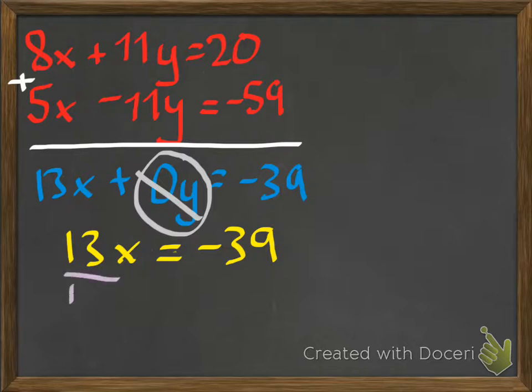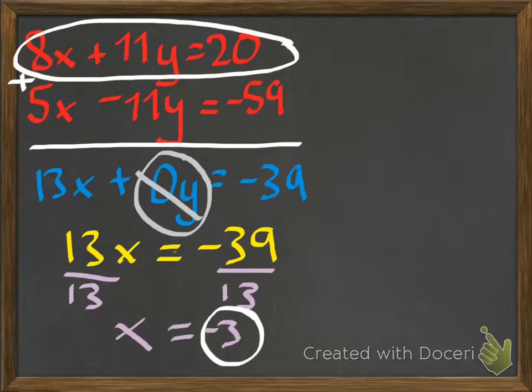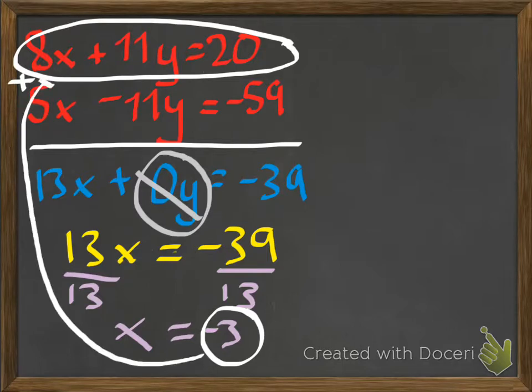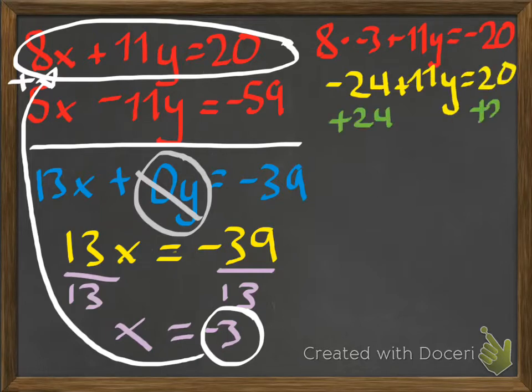Step 3, solve for x as a normal problem. Divide 13 on both sides and x will equal negative 3. Now, just as we did last time, substitute x in one of the original equations. In this case, we chose the first one. After rewriting, we solve as a normal problem.